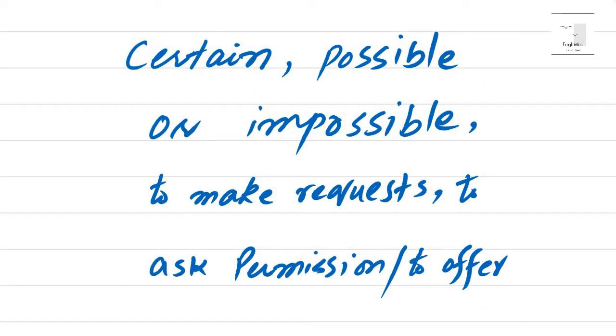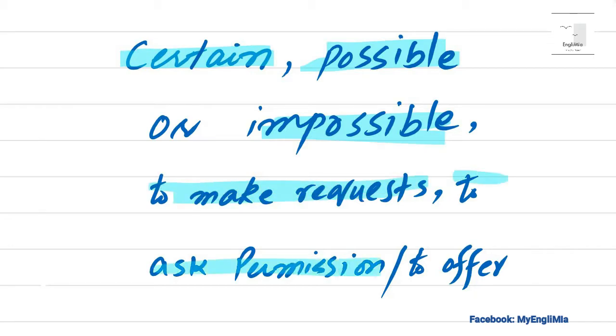Modal verbs are used where the situation is certain, or there is possibility or impossibility. They are used to make requests, to ask permission and to offer something. So we should know how these modal verbs are different from the rest of the verbs. Alright?